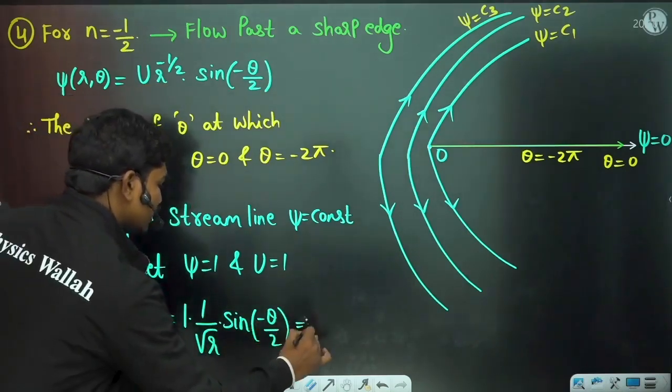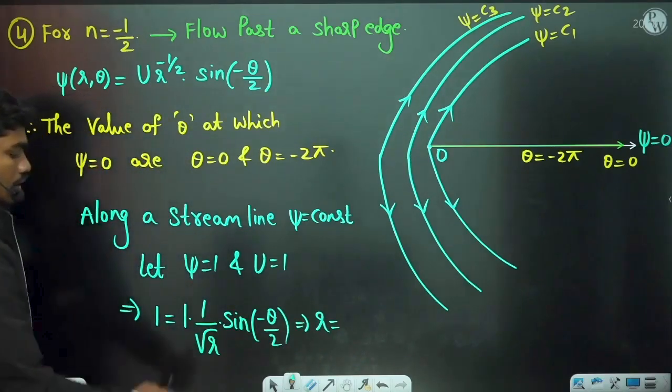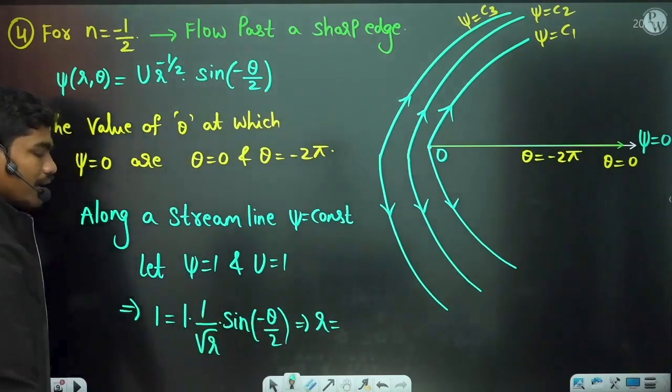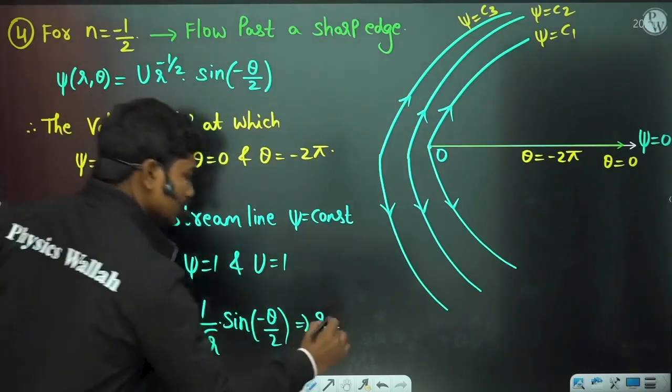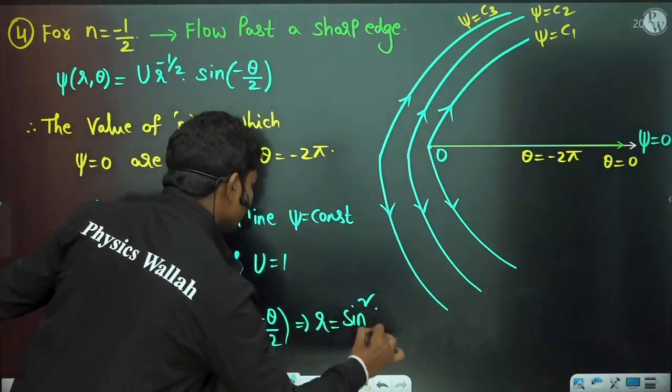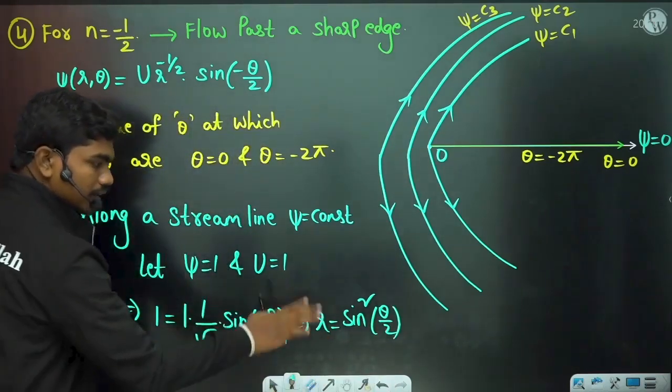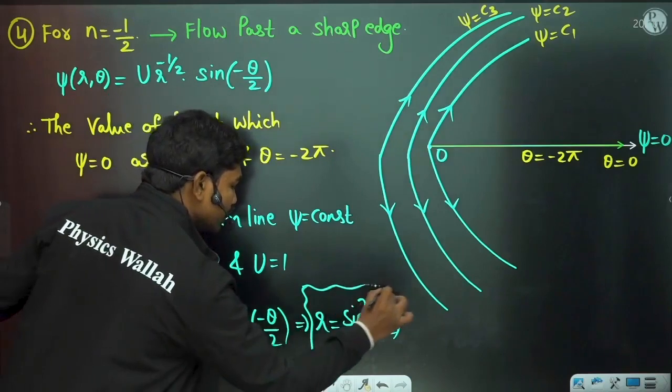So this implies square root of r is equal to sine of minus theta by 2. So this minus can be taken out. When you square, r becomes sine square theta by 2. Correct, because this minus sine theta by 2 is there. When you square this value, that minus sign will go out. So this is how we'll get the plot, actually.